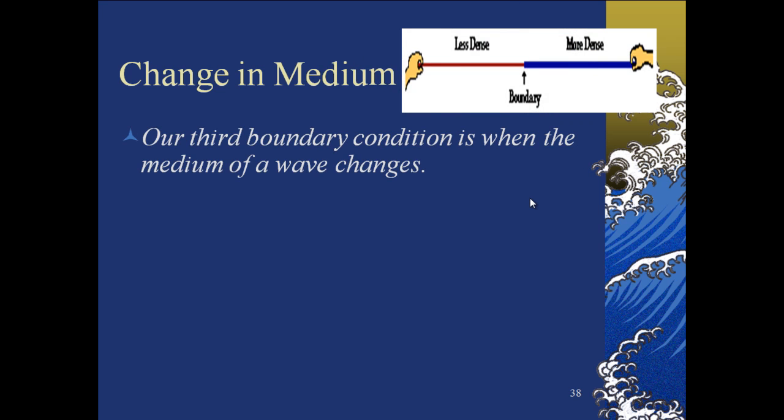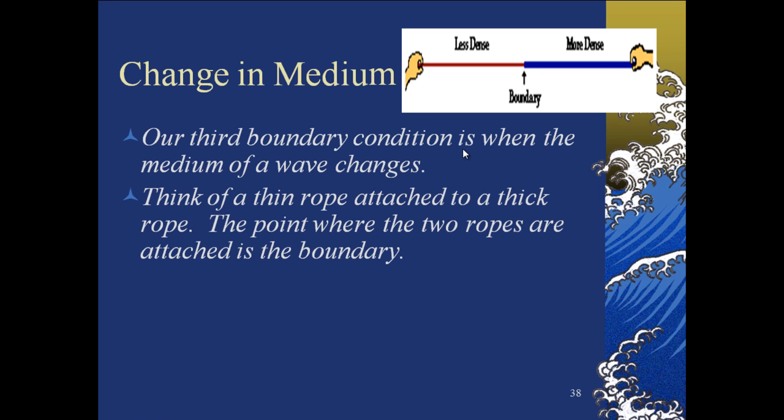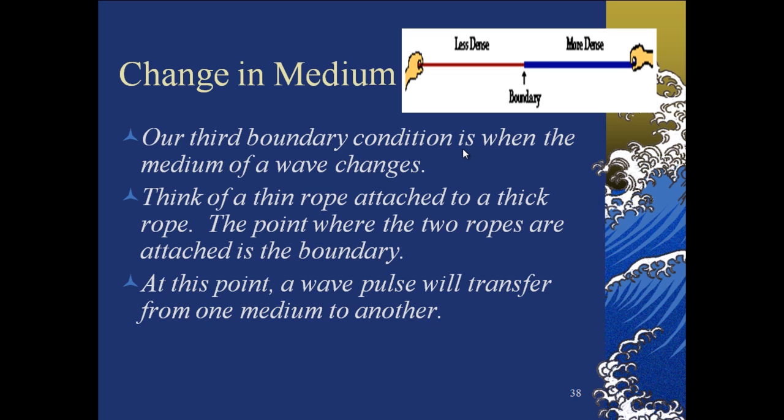You can also change the medium as a boundary condition. In this case, we're moving from a less dense material to a more dense material. So think of a thin rope attached to a thick rope. The point where the two ropes are attached is the boundary point. At this point, a wave pulse will transfer from one medium to another. Duh. And what do you think is going to happen here? This one's a little trickier to figure out.